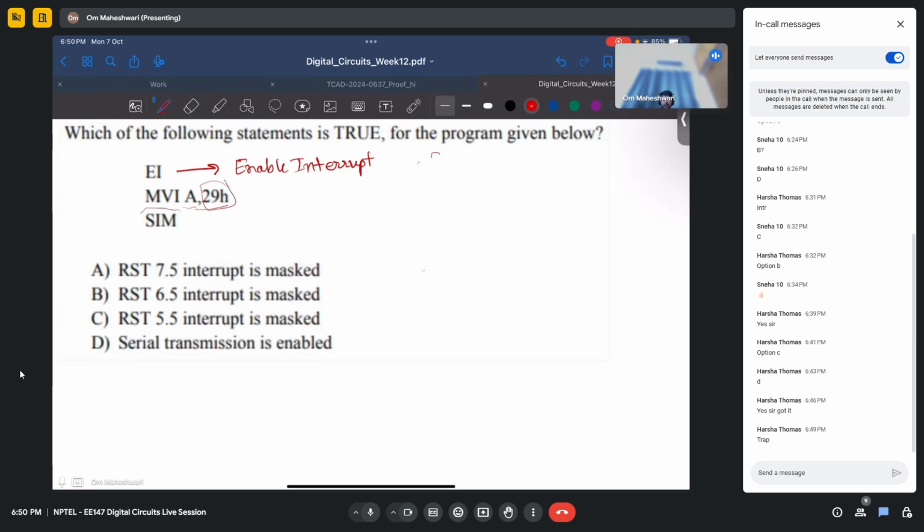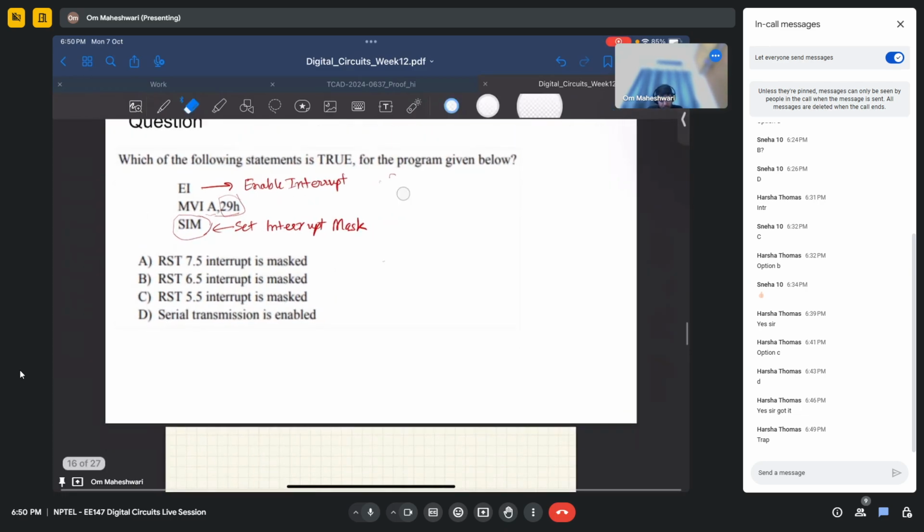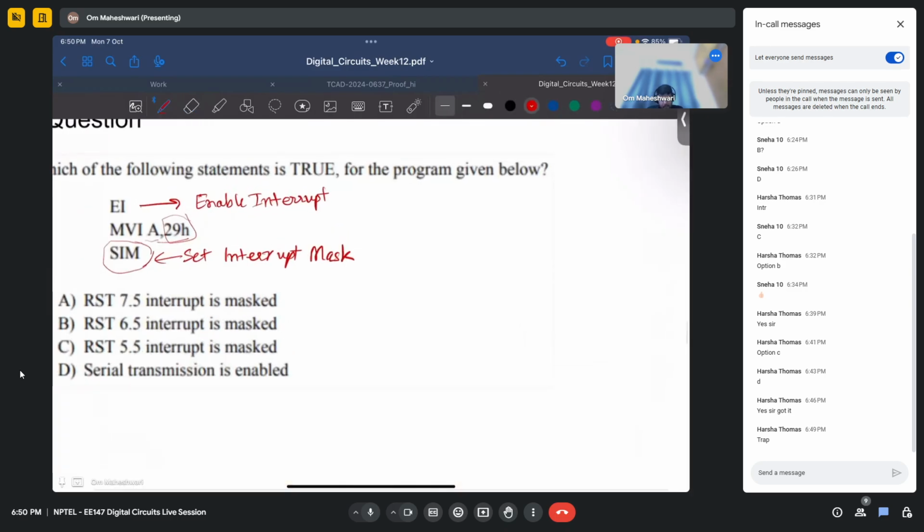Then SIM is a new command that we have not seen yet. So what is SIM? It is set interrupt mask. We just talked about masking, right? Masking was delaying the interrupt.